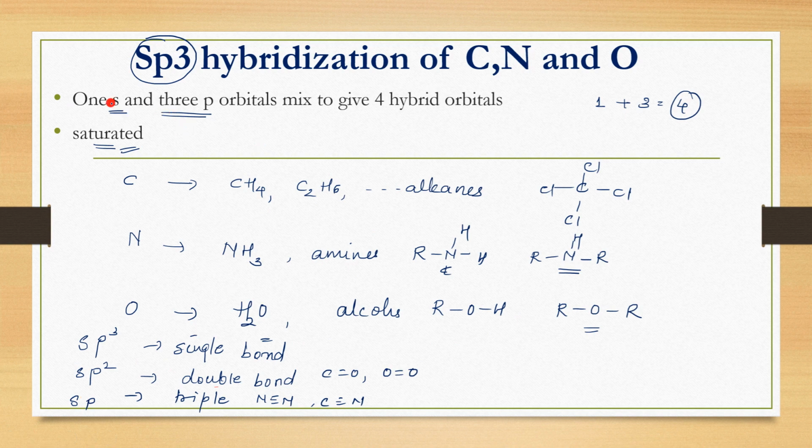Now this is the most important thing that you remember. 1s and 3p mix to give 4 hybrid orbitals. Okay. Now let's straight away start with carbon. Whenever we are talking about hybridization, we are going to follow certain steps. Whichever molecule is given, first understand its structure. Suppose we are talking about methane. Let's take example of methane. So the central atom is carbon. So whenever you are writing any hybridization, always follow these steps.